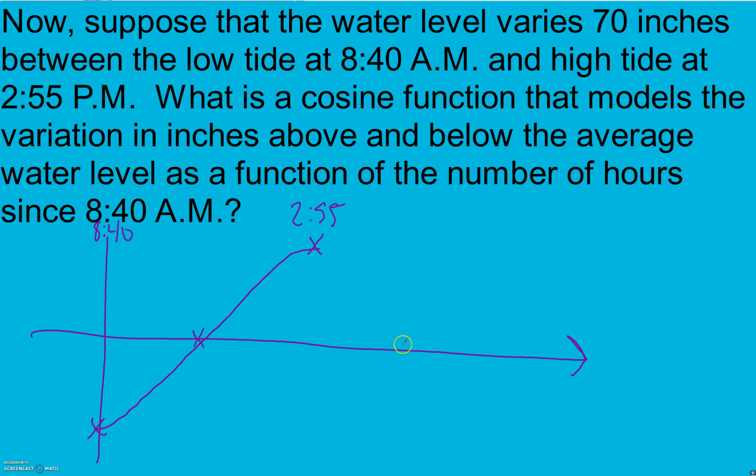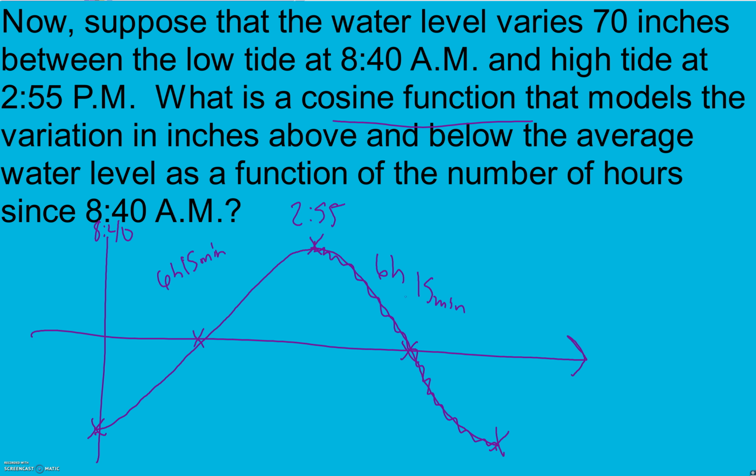Keep in mind that we want a full cycle in order to figure out our b value, which we need for our function. So from 8:40 to 2:50 is going to be 6 hours and 15 minutes, which means that from 2:50 to the end is going to be 6 hours and 15 minutes. Minimum to maximum is the same as maximum to minimum. Same distance, same time. So this is also going to be 6 hours, 15 minutes.